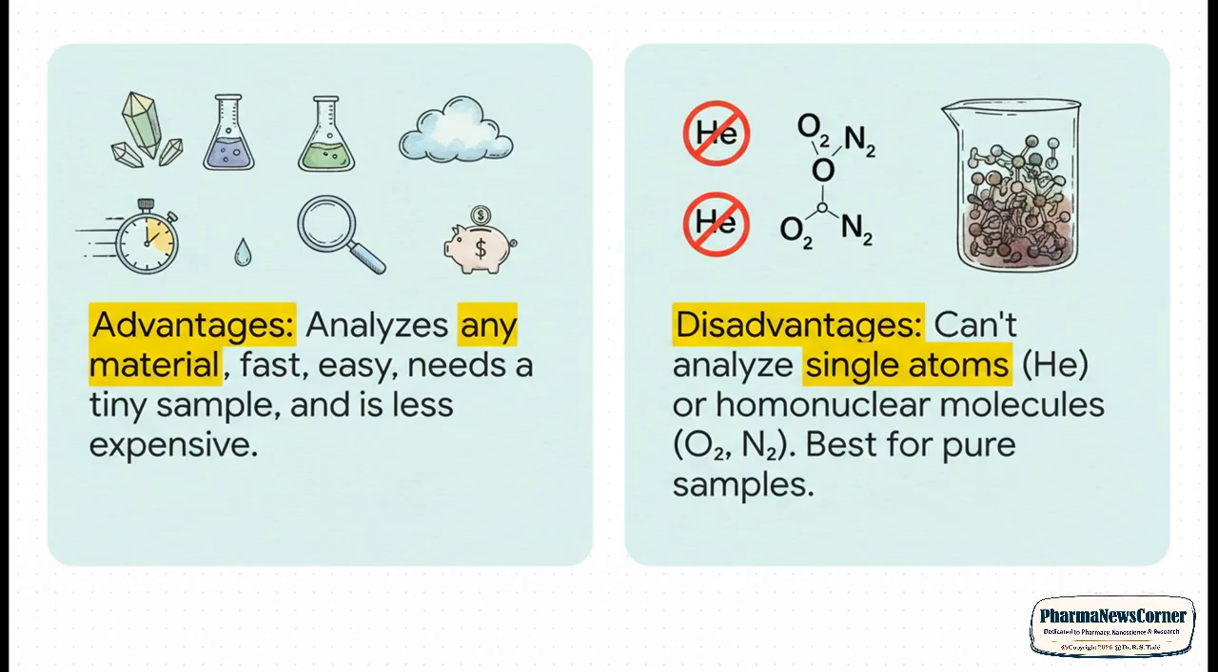But it has its limits. It's not going to work on single atoms like helium or on what we call homonuclear molecules. You know, molecules made of only one type of element, like the oxygen and nitrogen that are all around us in the air. Why? Well, their vibrations don't cause a change in dipole moment, so they're completely IR inactive. It also works best on really pure stuff. Trying to read the overlapping fingerprints in a big, messy mixture can be a real headache.